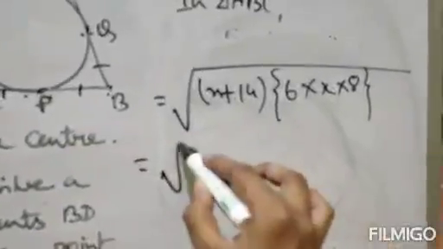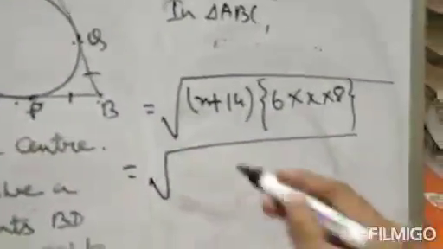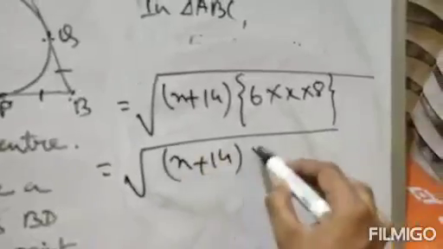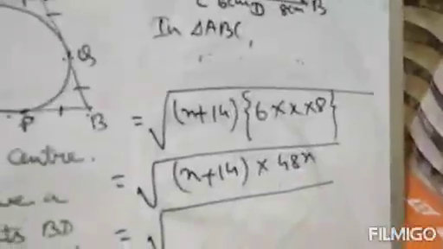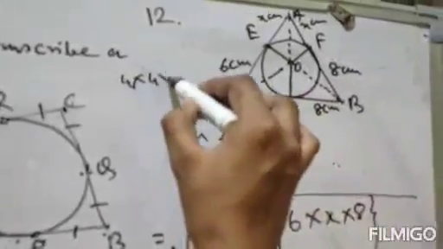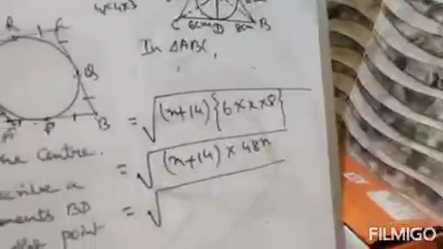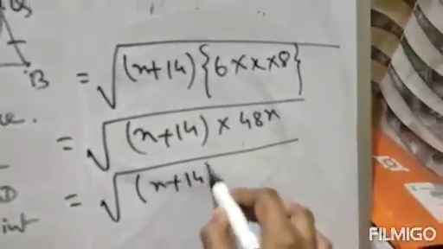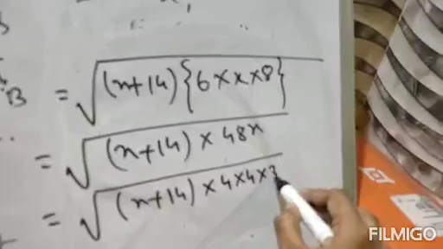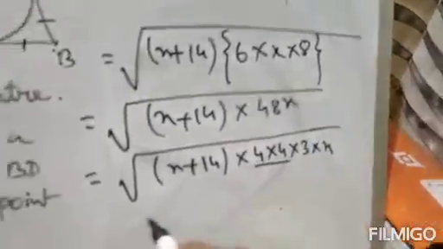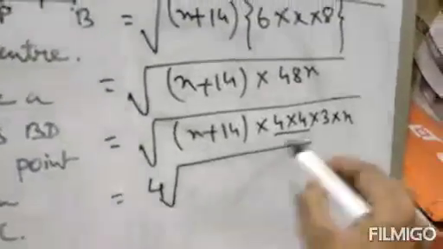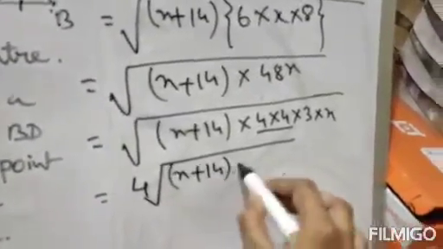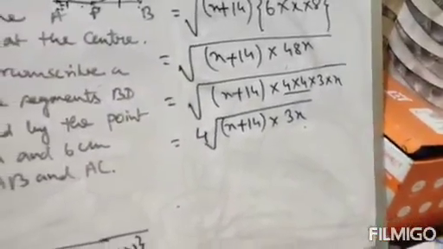So start simplifying. Further simplification will give you x plus 14, it will be 48x. Now, 48 means 4 into 3, 4 4s are 16, 16 3s are 48. So just break 48 like this, 4 4s are 16, 16 3s are 48x. Now among these two 4s, one 4 will be outside, clear, and that is x plus 14 into 3x, because between these two, one 4 will go outside, so it will be 3x.